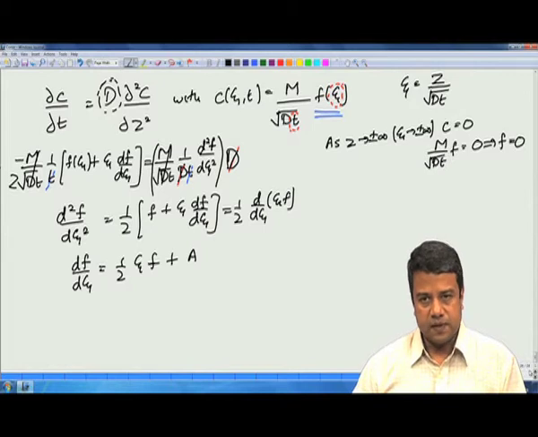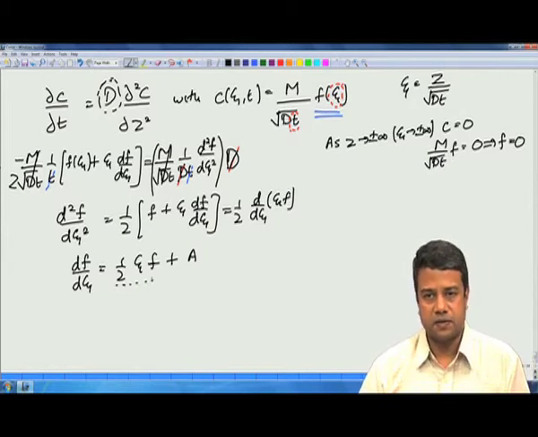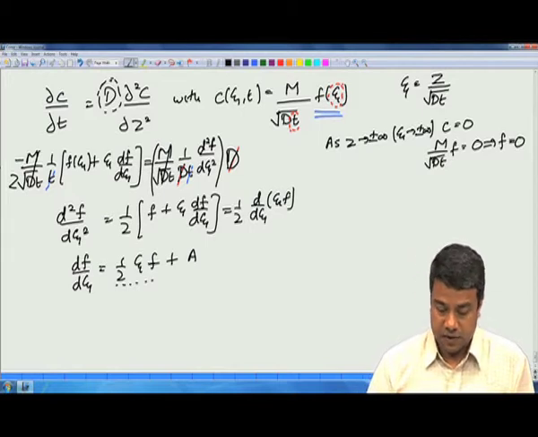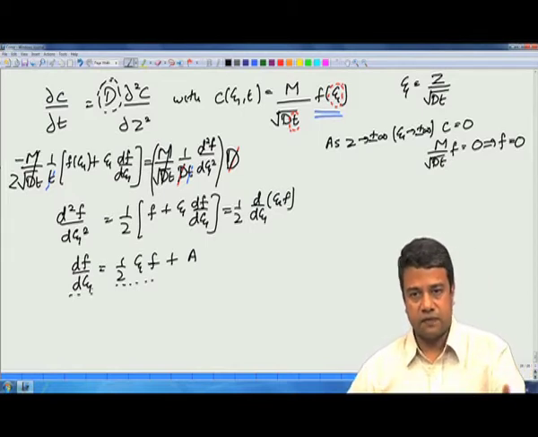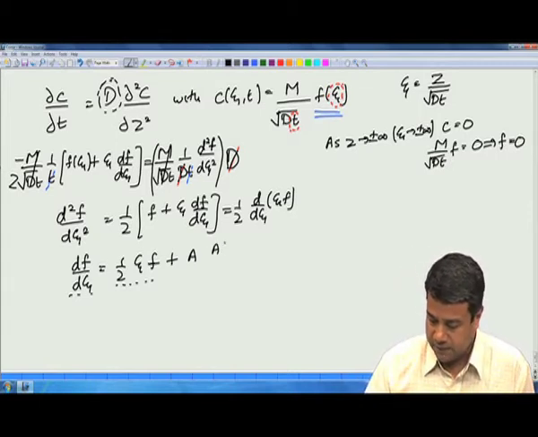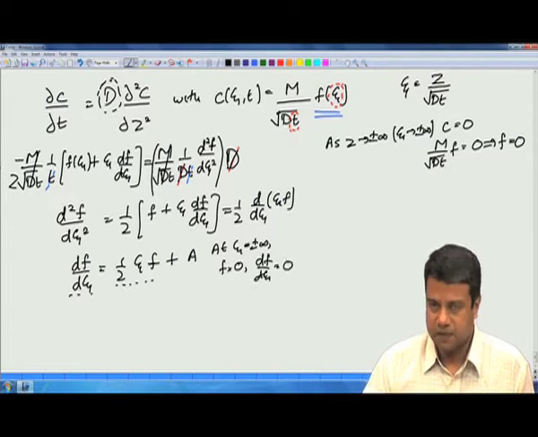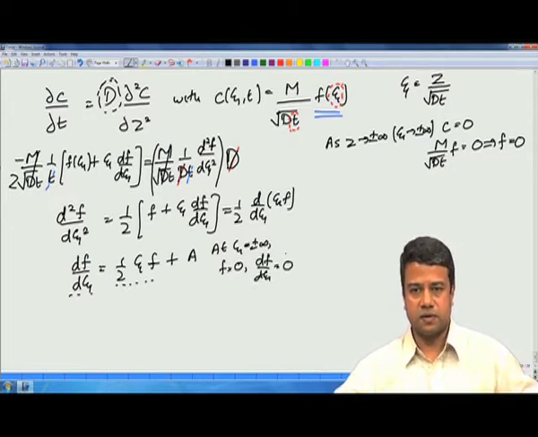As you go to plus or minus infinity, this function f is equal to 0. The slope also has to be equal to 0, because if the function f goes to 0, the slope also has to be equal to 0. So, that means that at psi equal to plus or minus infinity, f is equal to 0 and df by d psi is equal to 0. Because if you have 0 concentration, the slope is also 0.